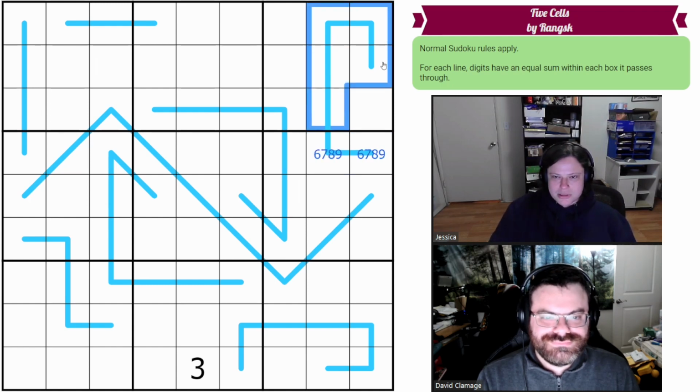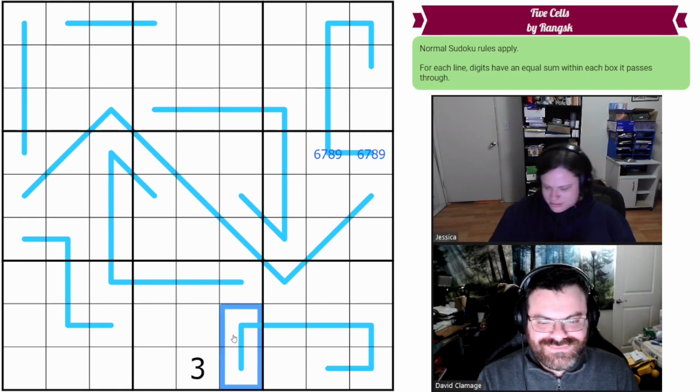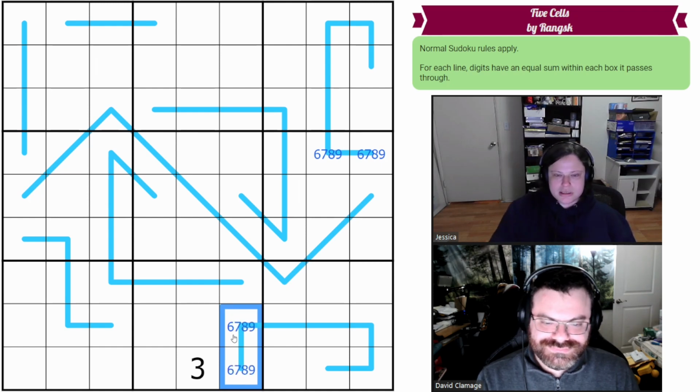And then this can only go as high as a 7, but I don't think I'll pencil mark all of that. No, but it's good to remember that it can't have an 8 and a 9 on it. Yeah, I'm going to do the same thing here.